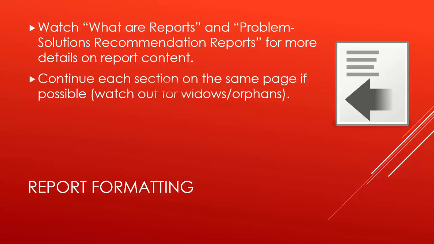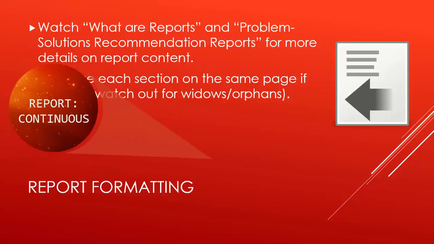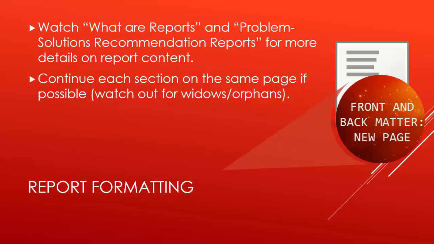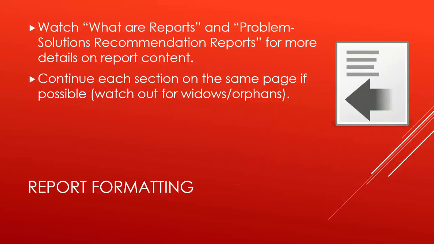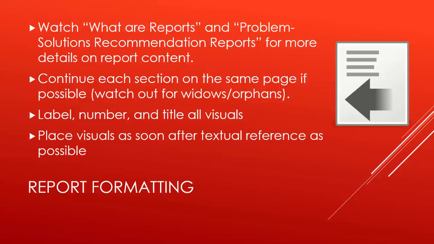Some key formatting principles to note for this section are that the content within the body of the report should be continuous. Each section should begin on the same page unless doing so would create a widow. This is unlike front and back matter in which each component begins on a new page. If visuals are included in the report, they must be labeled, numbered, and titled. Most business writing textbooks provide details on how to do this and show examples. Make sure to place each visual as soon as possible after the textual discussion of what the visual shows.